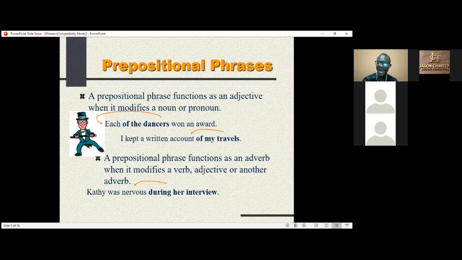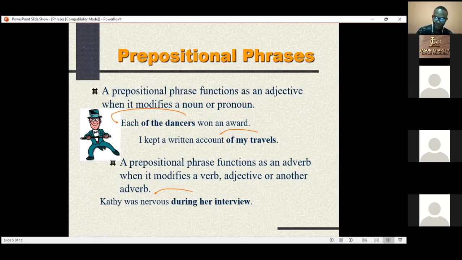Don't forget that an adverb can modify a verb, can tell us more about a verb, can tell us more about an adjective, and can tell us more about what? Another adverb.